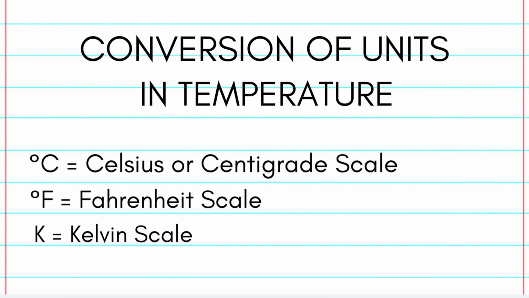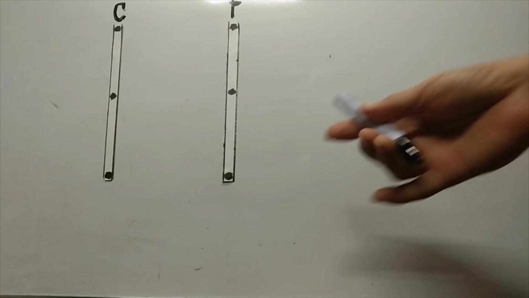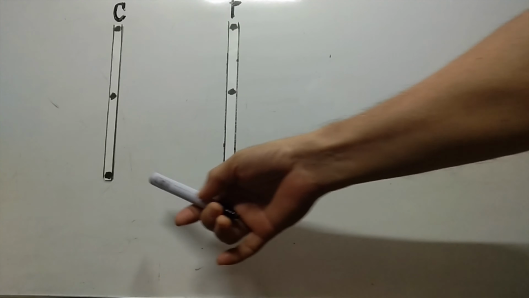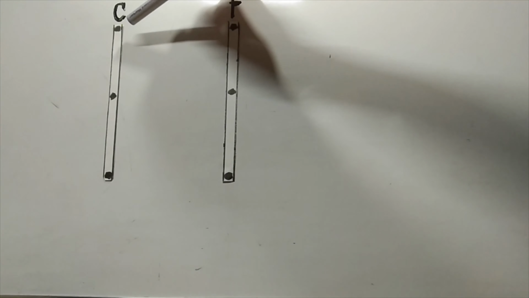I will discuss conversion of units in temperature expressed in Celsius or centigrade, Fahrenheit, and Kelvin scales. Let us first derive the formula to convert Celsius to Fahrenheit and vice versa. Supposing we have two thermometers in the Celsius scale and Fahrenheit scale.